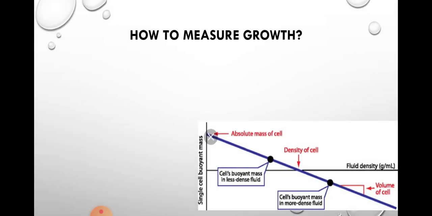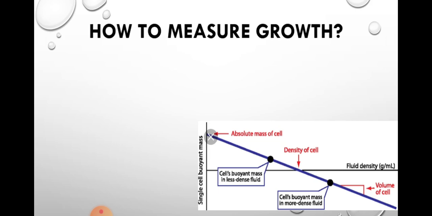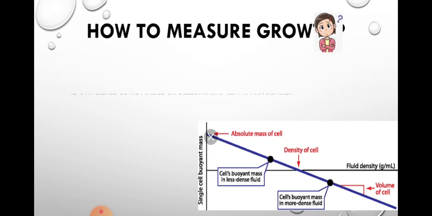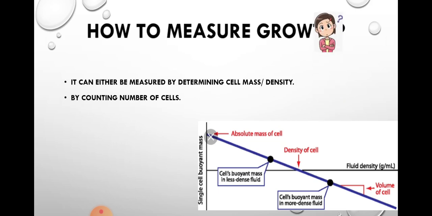Further, we have how to measure growth. We know what growth is, but then how can we measure growth? Yes, it can be measured. It can be measured by determining cell mass or cell density, or by counting the number of cells. Determination of OD can also be done, that is the optical density.